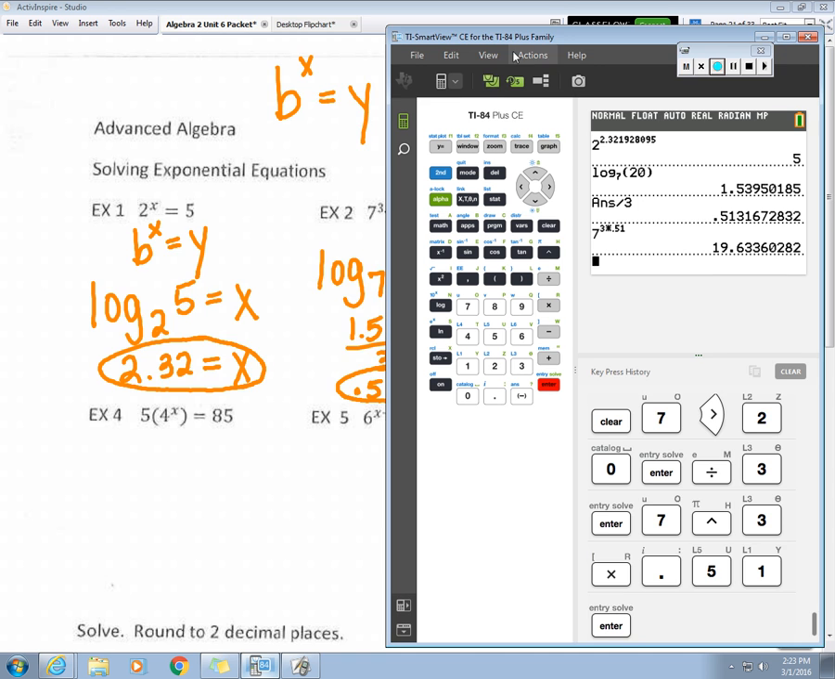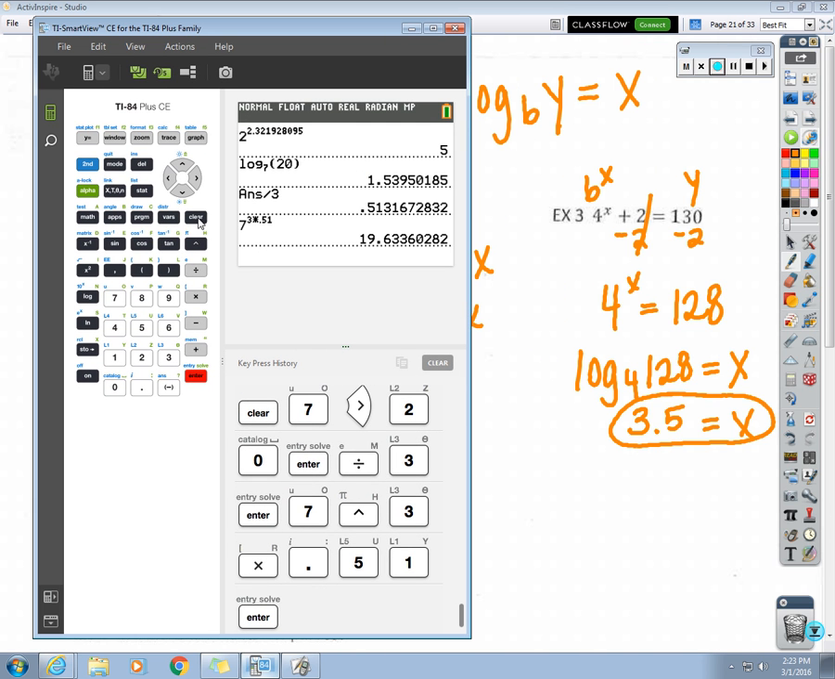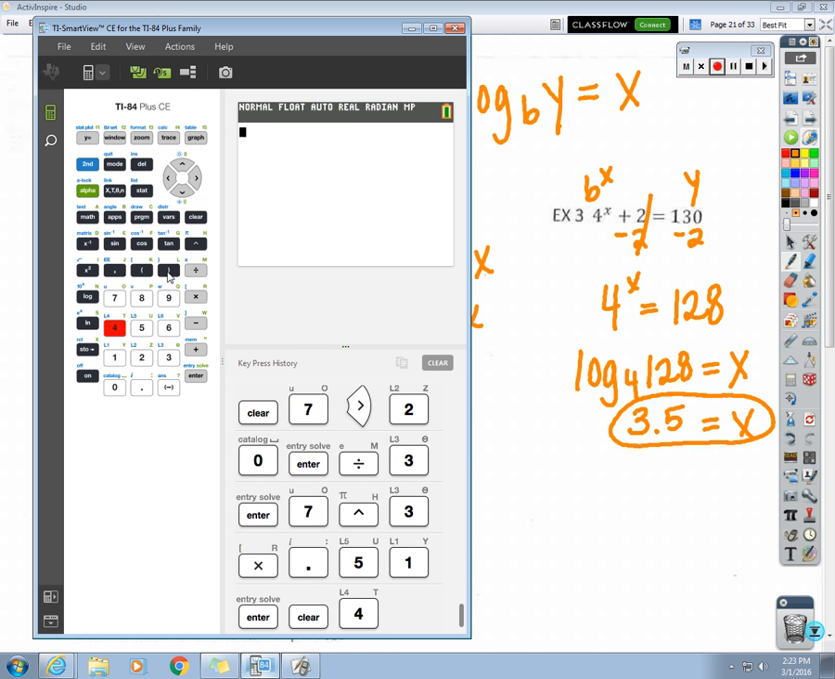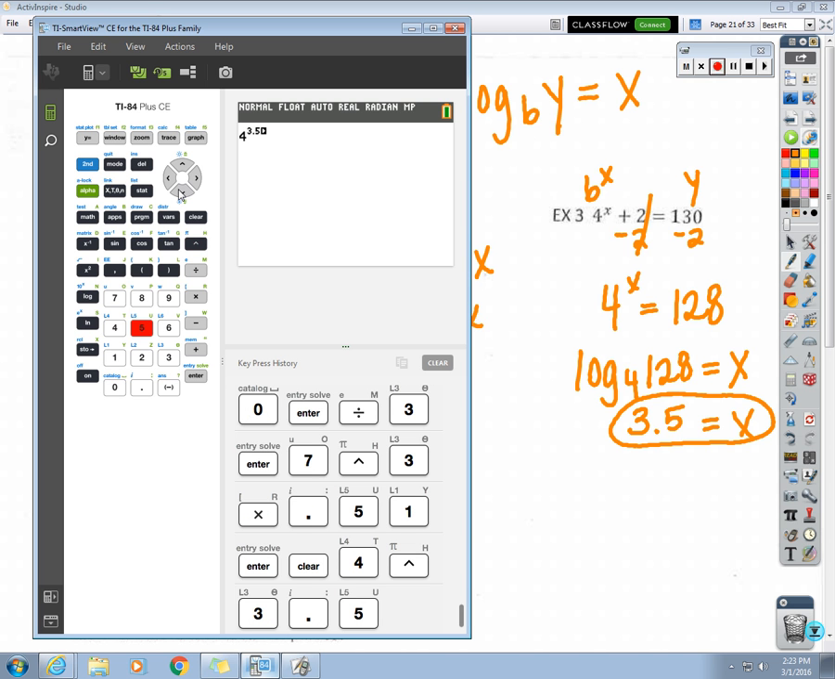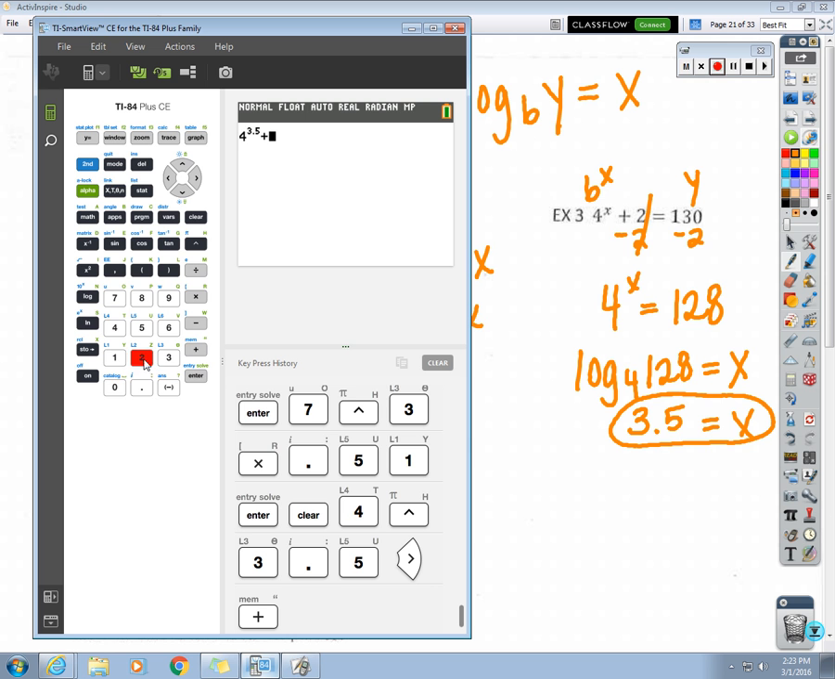Okay, and so now I'll check it, because I like to always make sure I make 100 on the test. 4 raised to the x, which we're saying is 3.5, plus 2 equals 130. So that's how I know it's right.